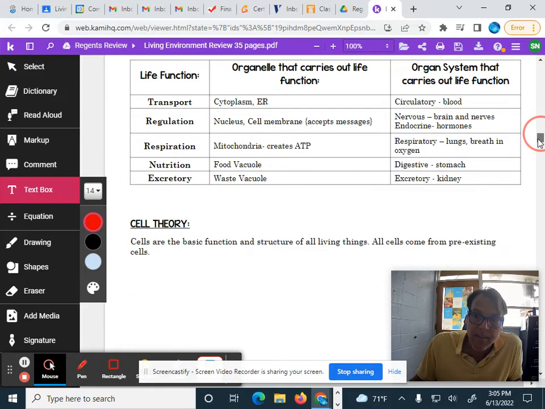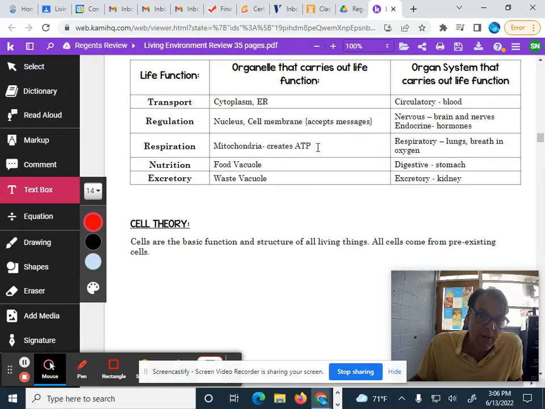Oftentimes, they'll try to get you to take body systems and compare the body systems to organelles. So for transport, you've got cytoplasm. The circulatory system transports blood. Regulation: the nucleus and the cell membrane regulate things because the nucleus controls the cell, and the membrane controls what gets in and out. That's like the nervous system, which has brains and nerves that control your functions, but the endocrine system, which controls your hormones, right? That's why you're going through puberty and your body's changing because of the hormone levels changing, right? So two types of regulation.